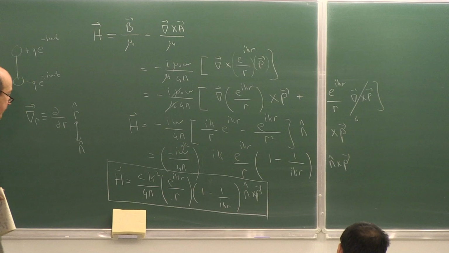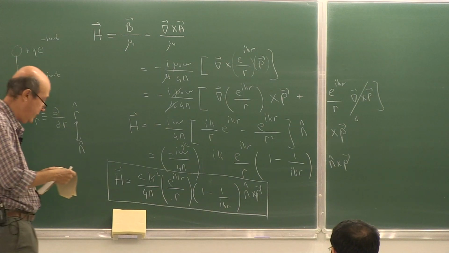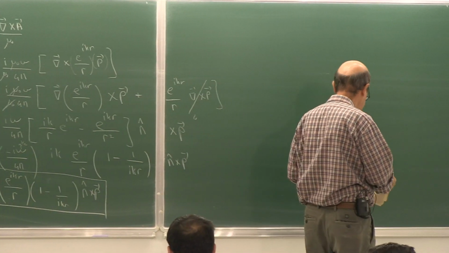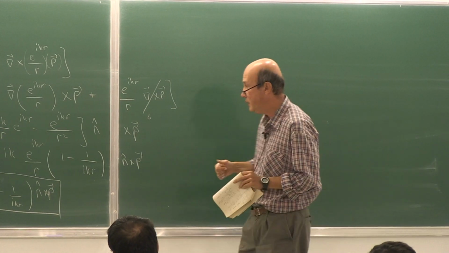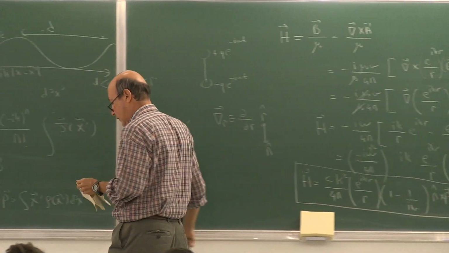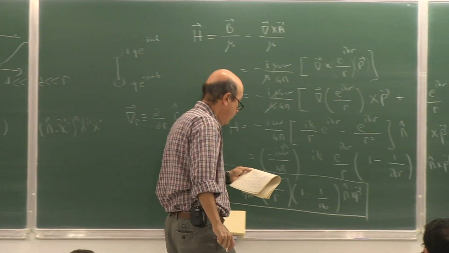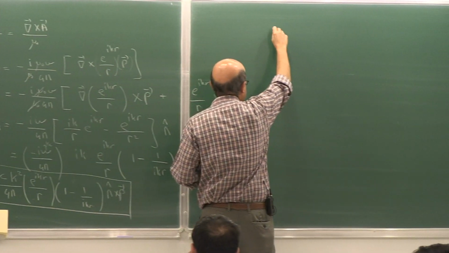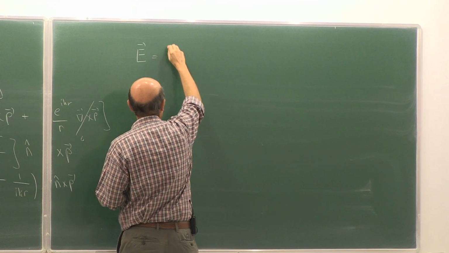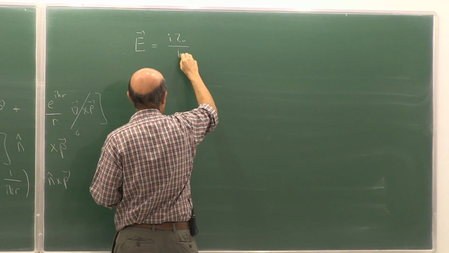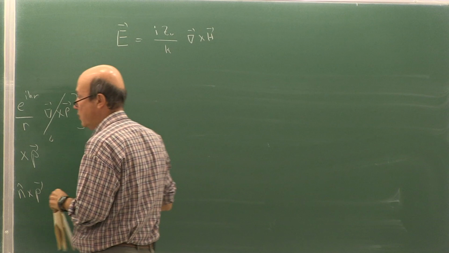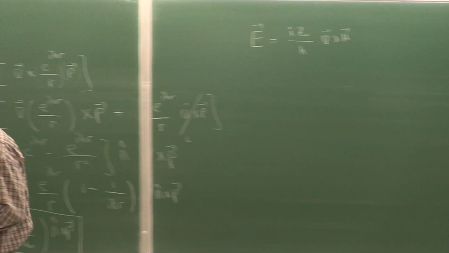Okay, this is the H field. So this calculation of the H is easy. The difficult part is the calculation of the electric field. So I will carry out the calculation at some point, and I will write the result and discuss it. The electric field could be written as i Z0 over k times the curl of H.